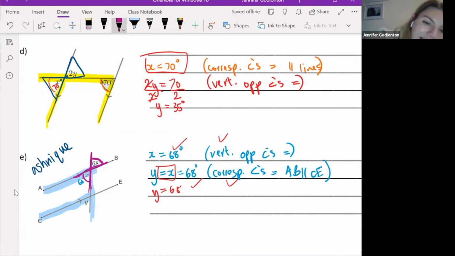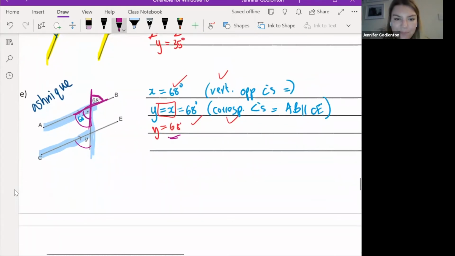Then we're looking at this highlighted F shape, and that's the new rule that we've just learned today, where this angle here would be equal to that angle there because they are corresponding. So that's why we can say y is equal to 68 as well. So we first say x is 68 and then y is equal to 68.